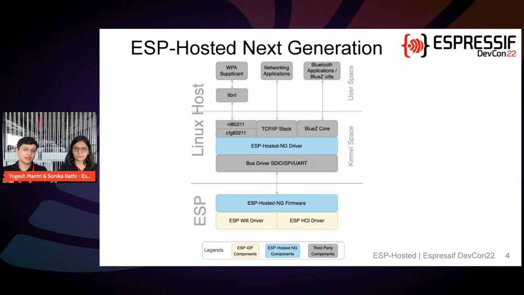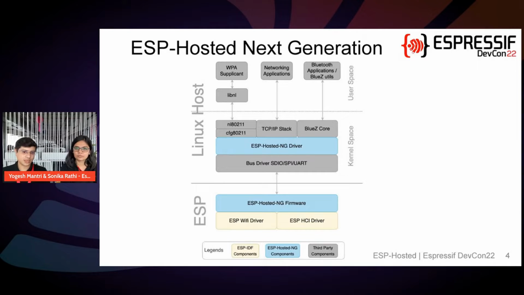I'll explain the ESP part first, and then we will gradually move to the Linux counterpart. In the ESP, you can see the blue colored ESP hosted NG firmware. This is a small piece of software which you need to burn or flash on the ESP chipset. Just below, you can see two components, the ESP Wi-Fi driver and the ESP HCI driver. These two components are used from the ESP IDF as is, so there is no change as such.